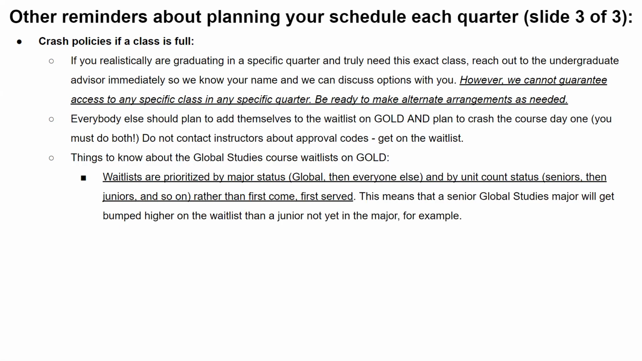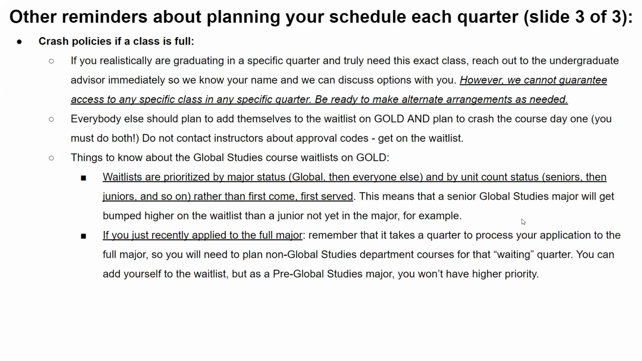For example, this means that a senior Global Studies major will get bumped higher on the waitlist and have a higher chance of getting in if people drop than a junior who's not yet in the major, or a sophomore who's a pre-Global Studies major and hoping to move on into those upper division classes. So just know that if you are a senior or junior Global Studies major, your chances are going to be higher than some random person who's just taking the class for fun.